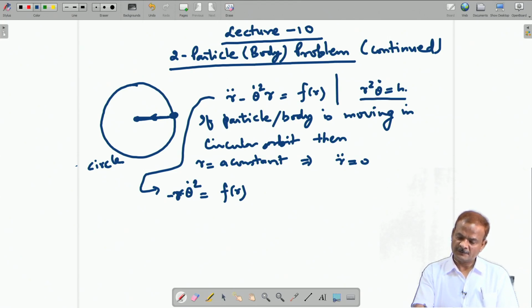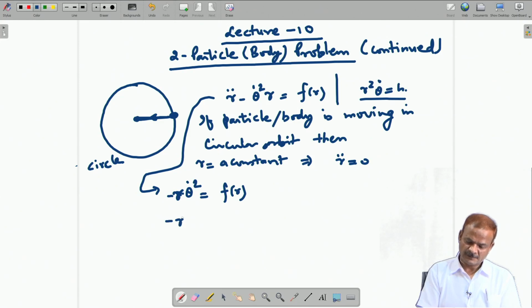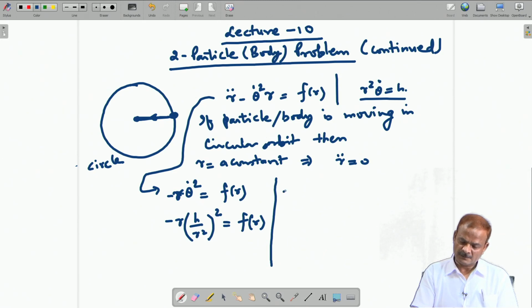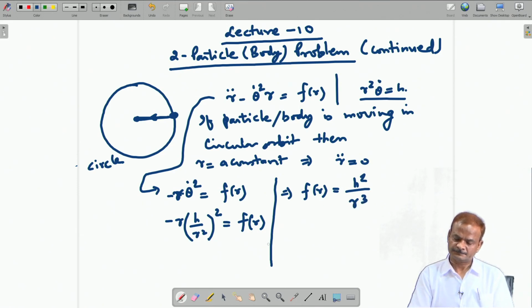Now we will utilize this equation and insert it here. So r times theta dot, which is h by r square, whole square, equal to f r, and this implies f r equal to h square divided by r cube. And as we have written, h square equal to mu times L, with a minus sign here.